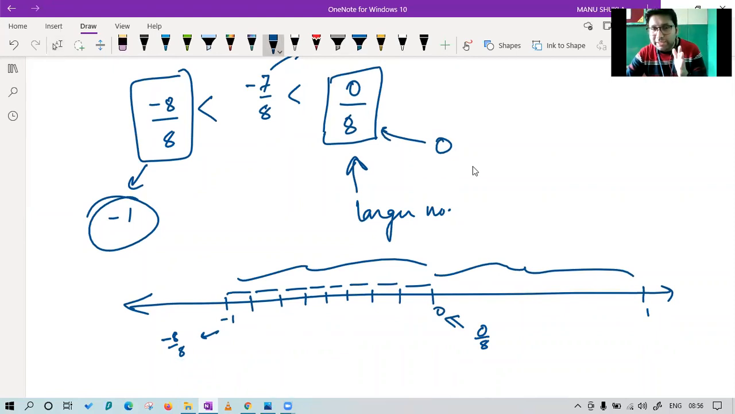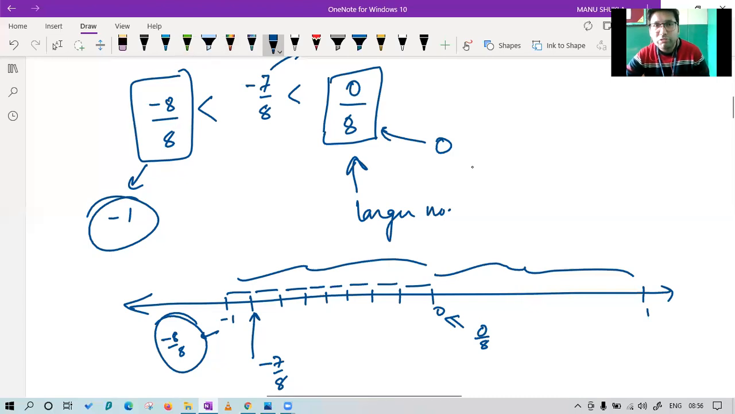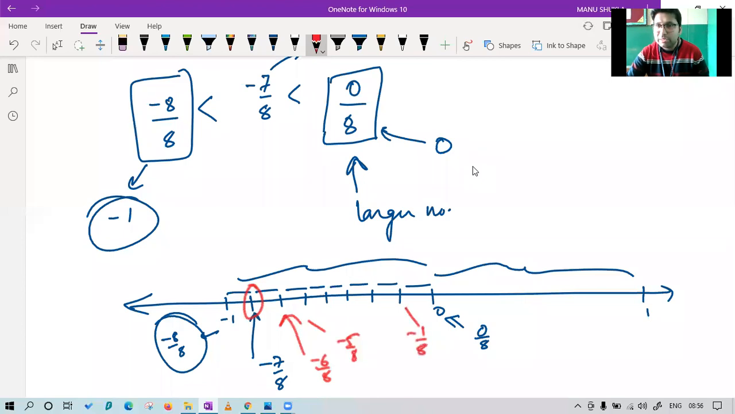And now you can tell me, what is this showing? If this is minus 8 upon 8, what is this showing? Yes, this is the answer, minus 7 upon 8, that we were looking for. This is the answer. This point is minus 6 upon 8, this is minus 5 upon 8, this is minus 4 upon 8, and so on.